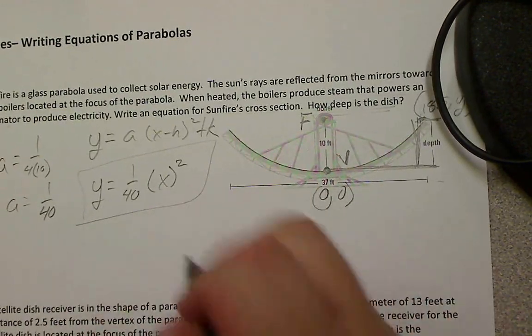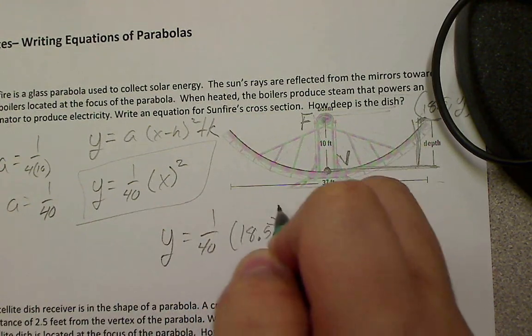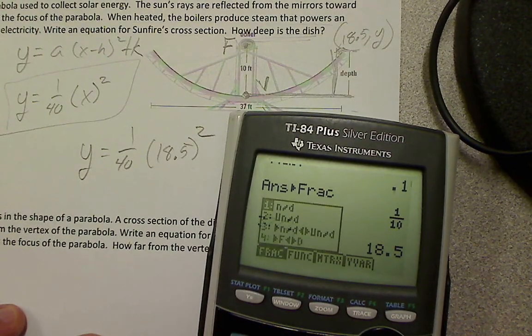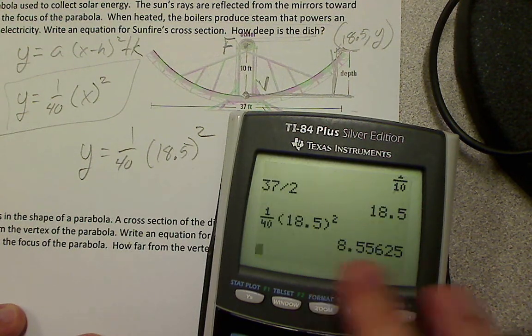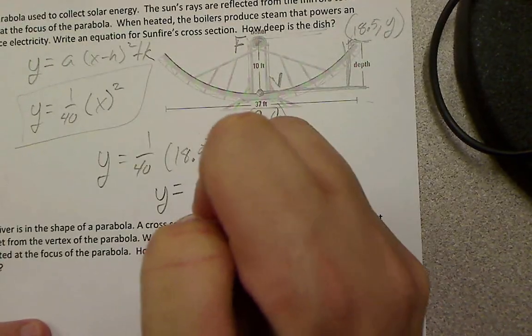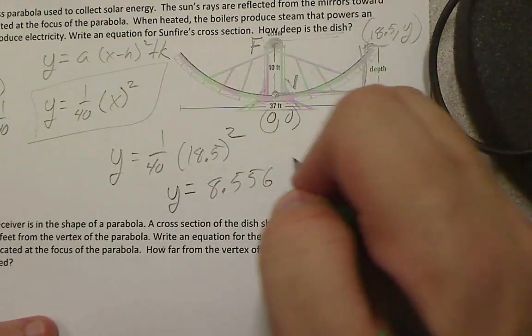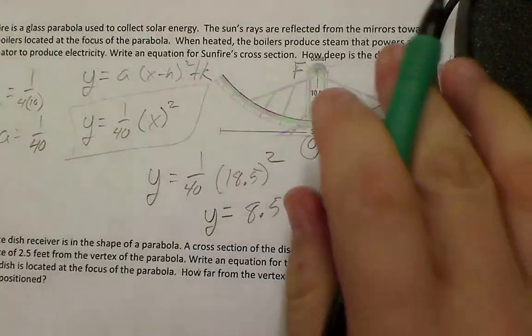I don't know what. But if I take my equation now and I say y is equal to 1/40 times 18.5 squared, I consider that the depth is 8.556, and this is feet. Yeah, this is feet. Feet deep. Okay. Pretty straightforward problem.